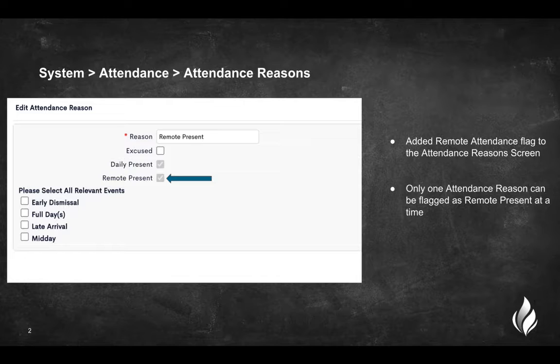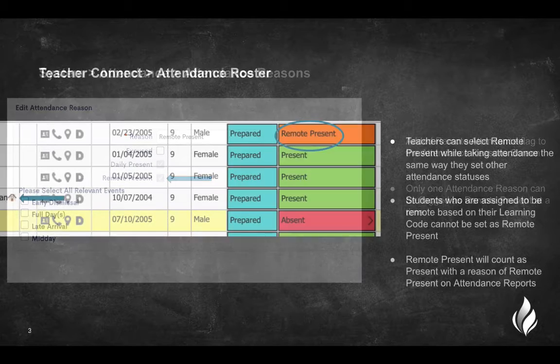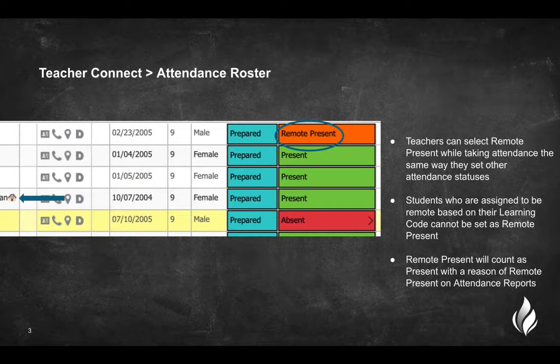In System Attendance Reasons, we've added the remote attendance flag to the attendance reasons screen. You can only have one attendance reason flagged as remote present at a time. Once you have set up your remote present attendance reason, then in Teacher Connect attendance roster, teachers can select remote present while taking attendance the same way they set other attendance statuses.